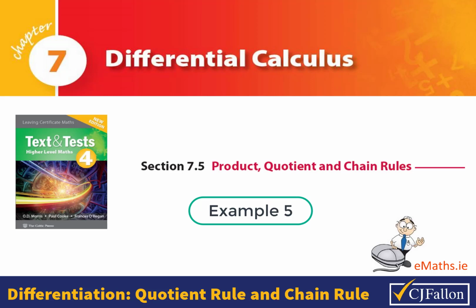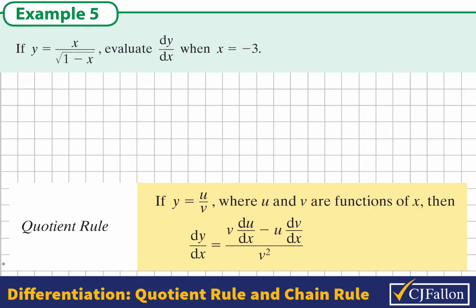This example uses both the quotient and the chain rules. So we have y is equal to x divided by the square root of 1 minus x. So this is a quotient. The quotient rule says that dy/dx is equal to v times du/dx minus u times dv/dx, all divided by v squared. This formula is given in the formula and tables book, and we'll write it down at the start of the question.